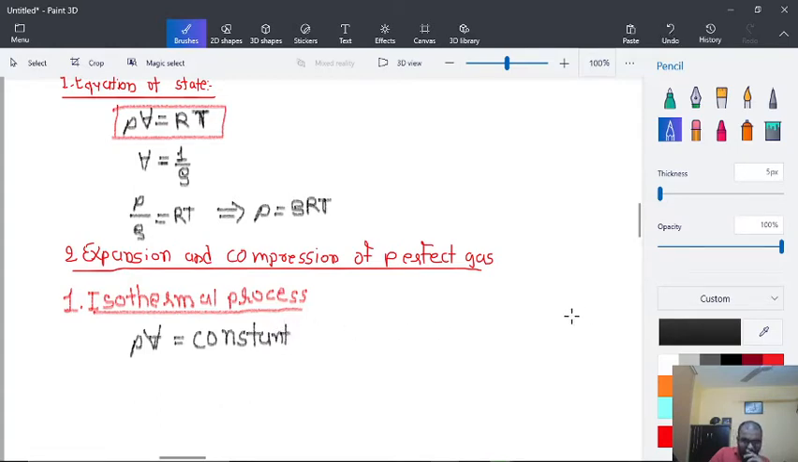Or using this relationship also we can write that P by rho equal to constant. So that is the important relation.